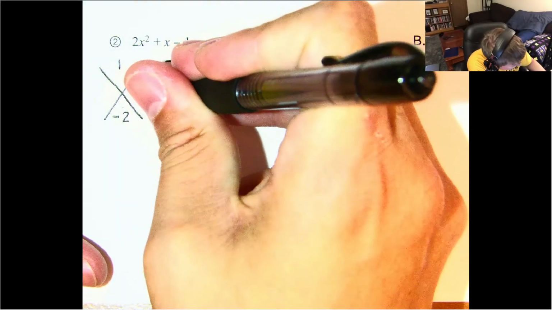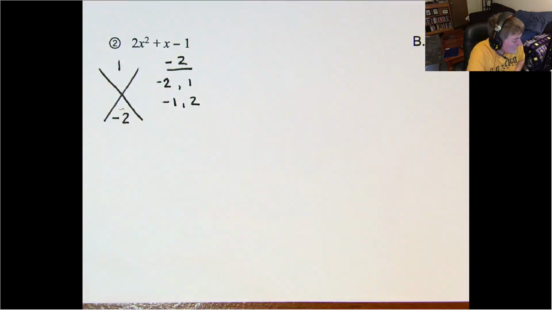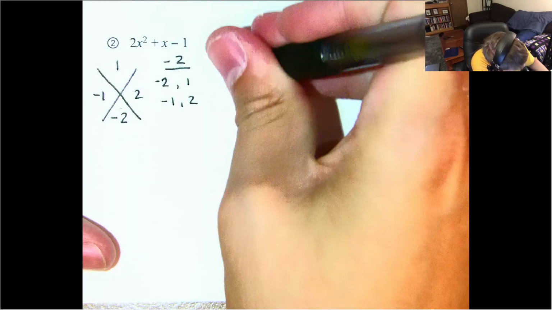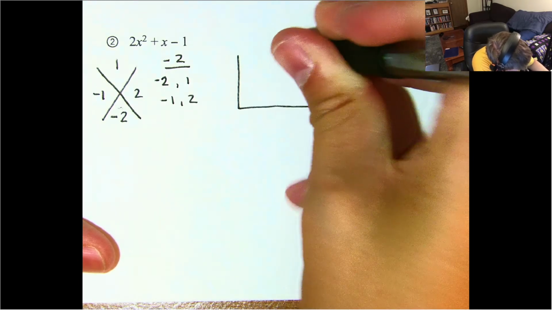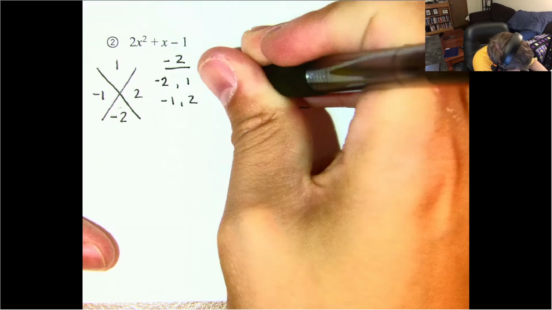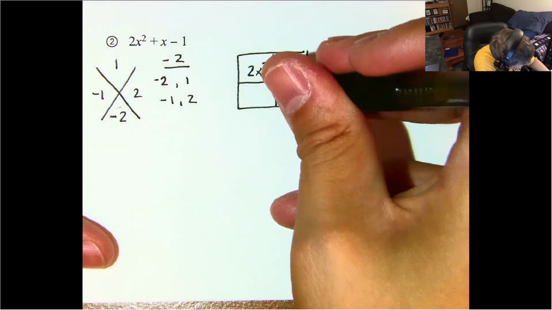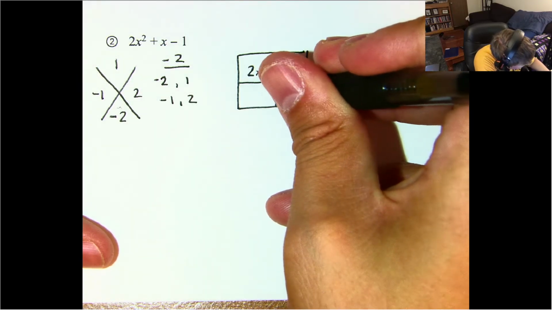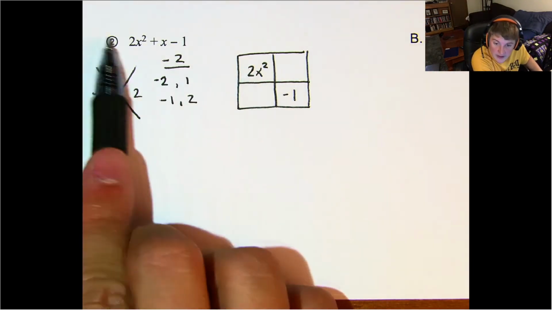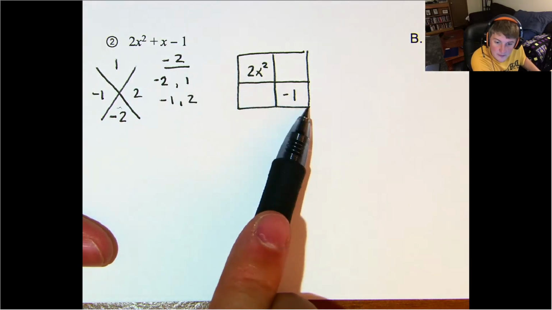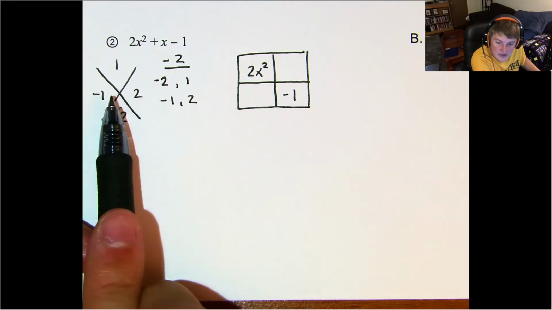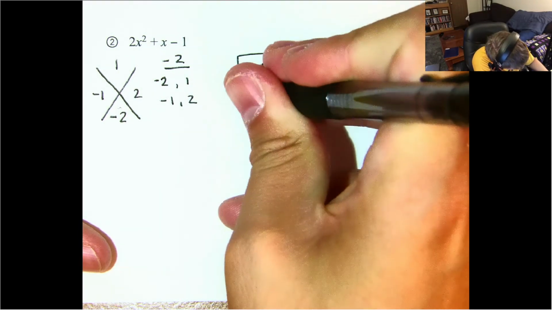So then I have to try the other way around. What about negative 1 and positive 2? Here, negative 1 times 2 is negative 2, and negative 1 plus 2 is positive 1. So this indeed is my combination. Okay, let's set up the box. I'm going to have 2x squared here, and then I'm going to have negative 1 here. My ax squared term and my c term. And then I have to put these in my corners here with an x variable attached to it.